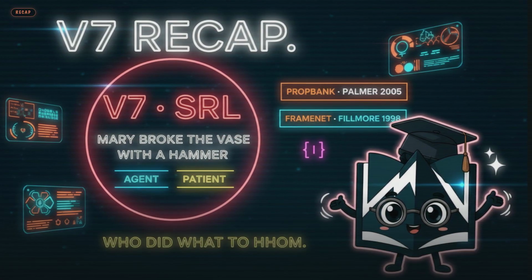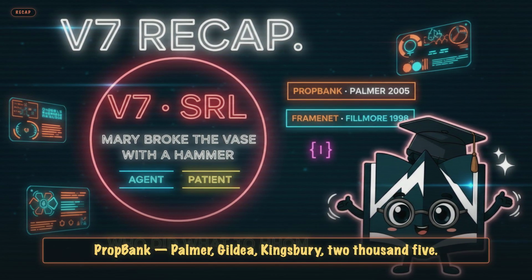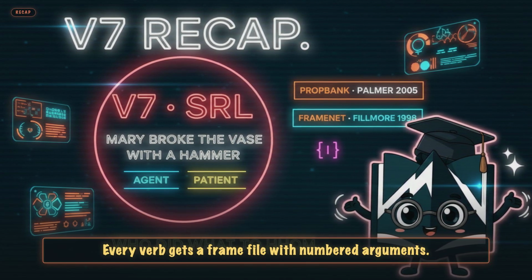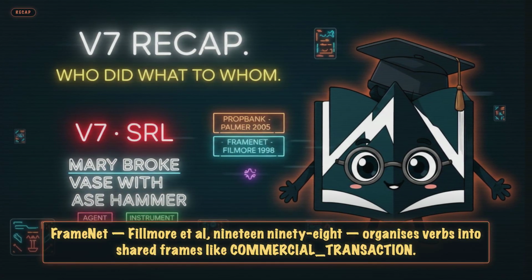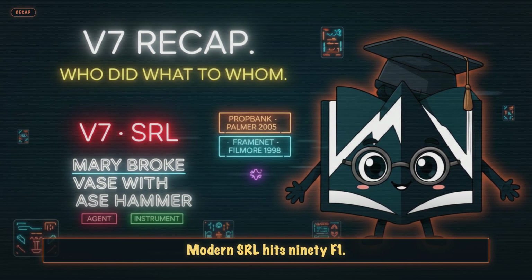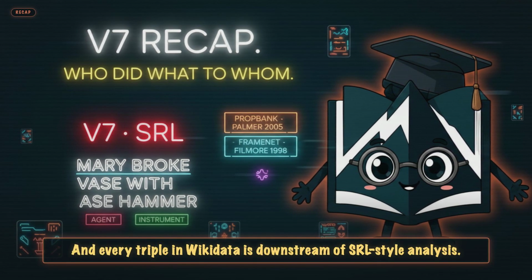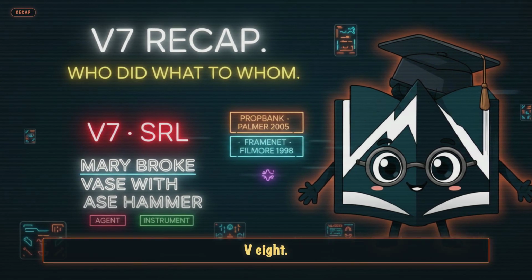V7. Semantic role labeling. PropBank. Palmer, Gildea, Kingsbury, 2005. Every verb gets a frame file with numbered arguments. FrameNet, Fillmore et al., 1998, organizes verbs into shared frames like commercial transaction. Modern SRL hits 90 F1, and every triple in Wikidata is downstream of SRL-style analysis.